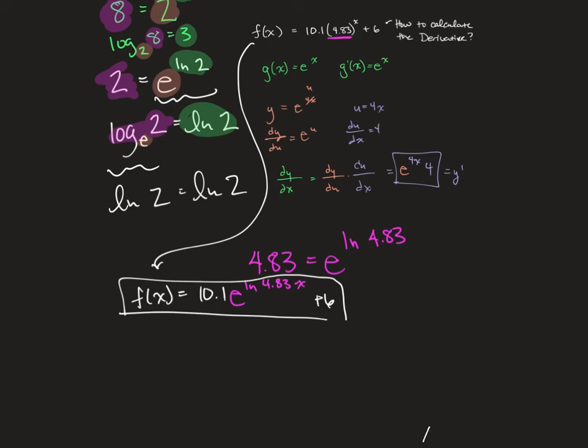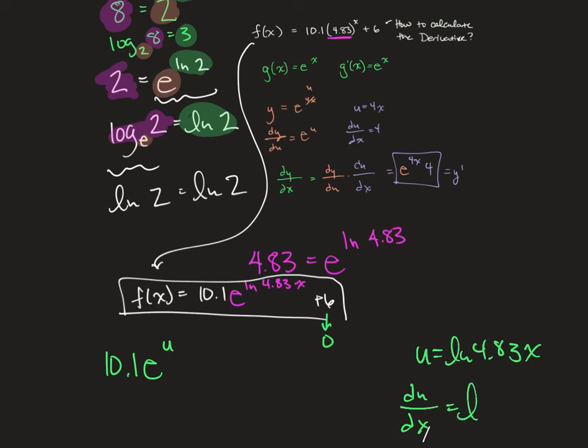But if I wanted to get the derivative here, I would say, well, the derivative of 6 is 0, so I don't really care a bunch about that. But then I could write 10.1 e to the u and let u equal natural log of 4.83x. So du dx is natural log of 4.83. Plus 6, y equals this. Then dy dx would just be 10.1 e to the u, and then the 6 goes away.